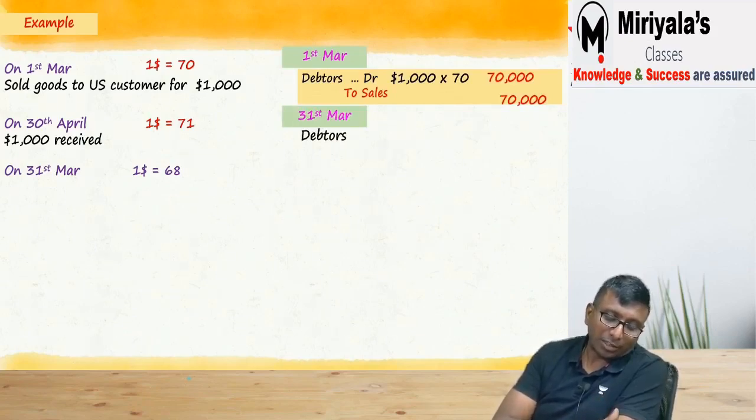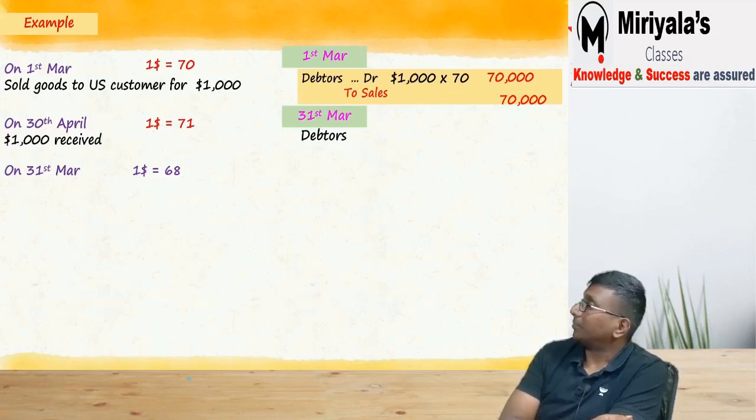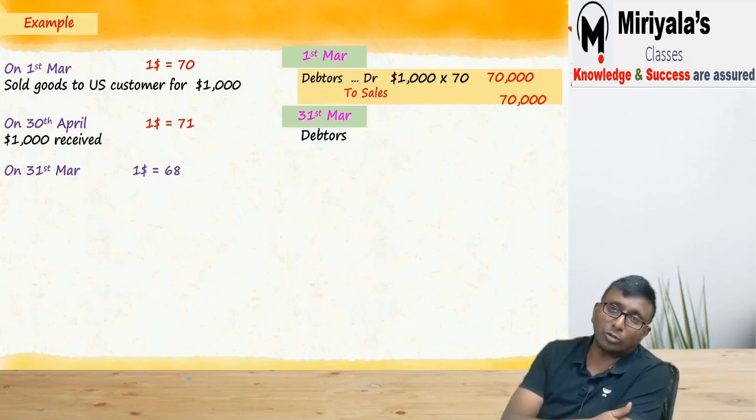What should I do? On 31st March, the date has come. Debtors are supposed to be restated at 68. 68 into $1,000 is 68,000. It should come down by 2,000. Entry, please. Is it a gain or loss? Loss, correct? 70,000 should come down by 2,000.